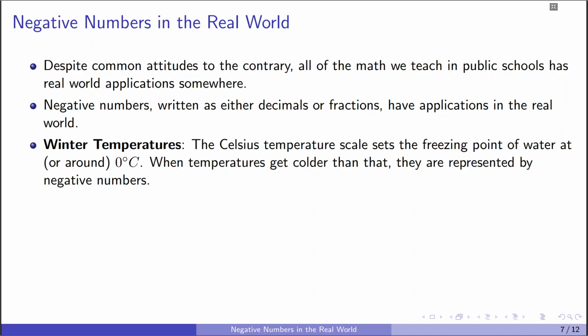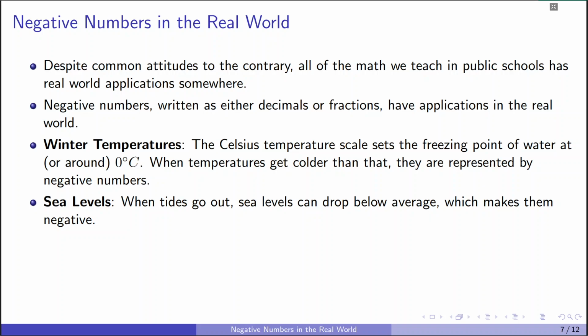For example, winter temperatures. The Celsius temperature scale sets the freezing point of water at around 0 degrees Celsius, depending on atmospheric pressure. When temperatures get colder than that, they're represented by negative numbers. The Fahrenheit scale also goes negative, but instead of basing the 0 on the freezing point of water, they based it on the freezing point of Lord Fahrenheit's father's pickle brine recipe. Yes, believe it or not, it's based on pickle juice.